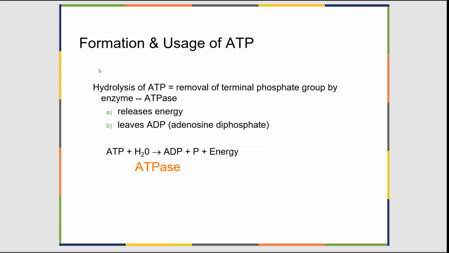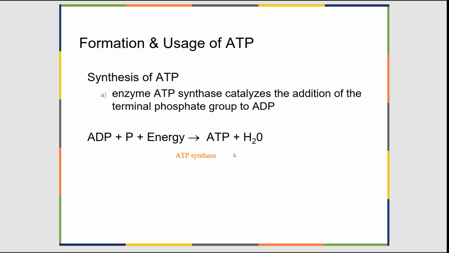Okay, formation and use of ATP, adenosine triphosphate. It goes through hydrolysis, so water is used in order to release the energy. So we use water to break that phosphate bond and take it down to ADP, a loose phosphate group, and energy. It's this energy that we're really after.